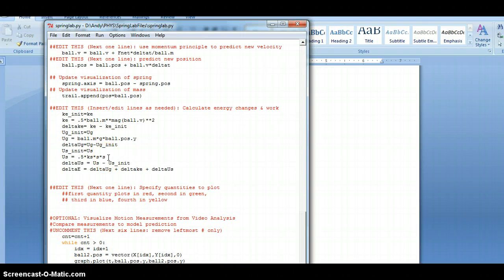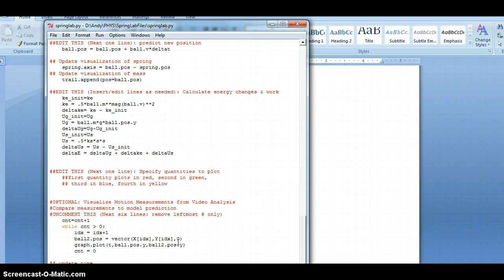I'm updating the energy here. I found the change in kinetic energy, the change in the potential energy due to gravity, and the change in the potential energy due to the spring. And since I chose the system to be the Earth, the mass, and the spring, I have the change in energy equal to these three changes of energy, UG, KE, and US.